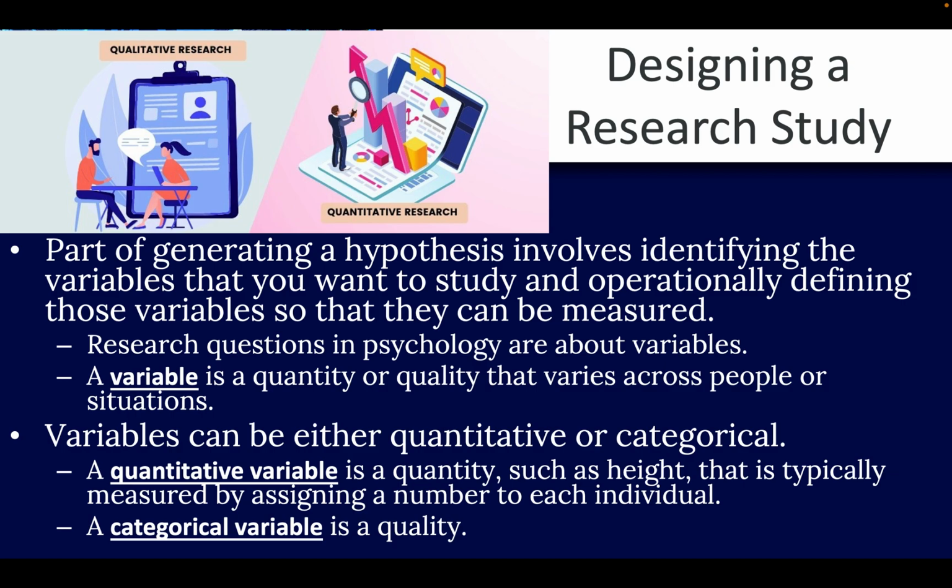Education, gender, and age. Variables can be either quantitative or categorical. My quantitative ones had to do with education, age, resilience, trauma, and culture. But my categorical one had to do with gender.